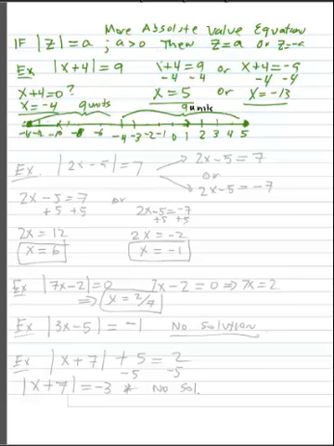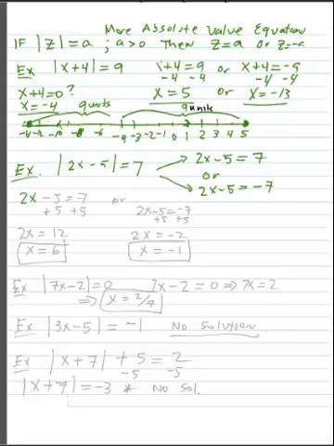Let's take a look at another example. We have the absolute value of 2x minus 5 is equal to 7. Well, we know that we're going to have two possibilities. Whatever x is, when you multiply it by 2 and subtract 5, you either have to be at 7 or you have to be at negative 7. 2x minus 5 has to be 7, or 2x minus 5 has to be negative 7. Because what's the absolute value of 7? 7. And what's the absolute value of negative 7?